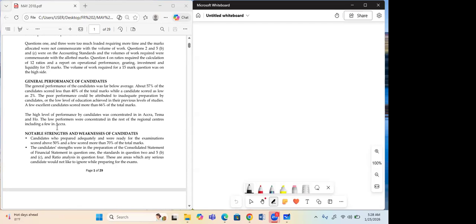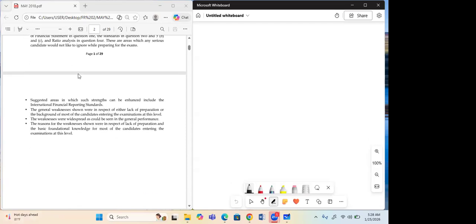Notable strengths and weaknesses. Candidates who prepared adequately were ready for the examination and scored above 50 marks, with a few candidates scoring more than 70% of the total marks. The candidates' strengths were in preparation of consolidated financial statements in question 1, the standards in question 2 and 5B and C, and ratio analysis in question 4. These are areas which any serious candidate would not like to ignore while preparing for the exams. Console and interpretation. The examiner is telling that any serious student who is dreaming of passing, if you don't understand your console and you don't understand your ratios, don't go to the exam hall at all.